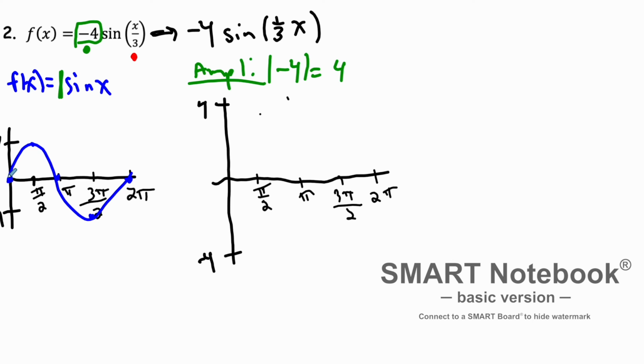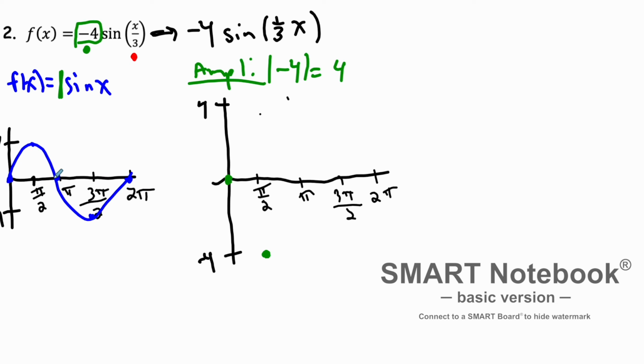So first up, the y coordinate right here is 0. Well, 0 times -4 is 0. Up next, pi over 2. Where was pi over 2? That was up here at 1. So 1 times -4 is -4. So that's actually going to go down to -4. So you can see the flip there, which happens because there is a negative out front.